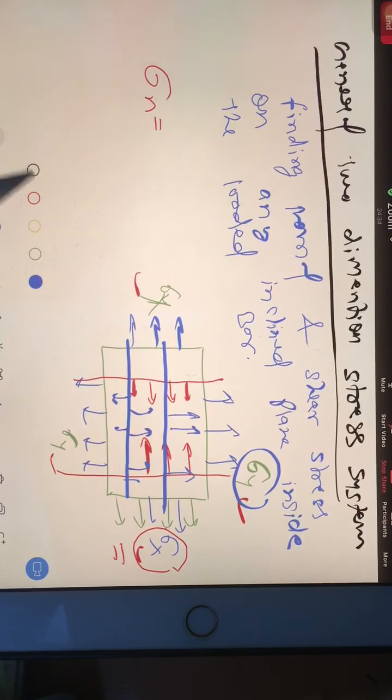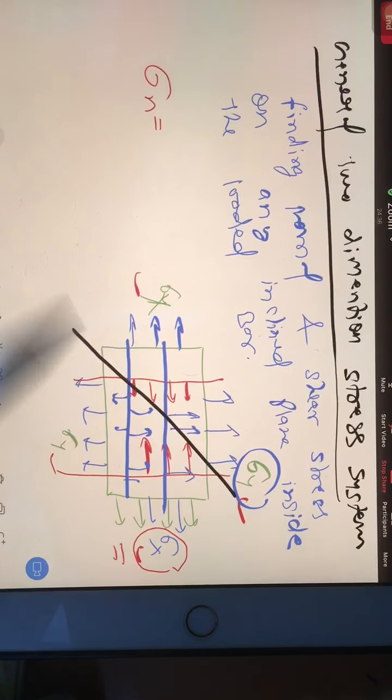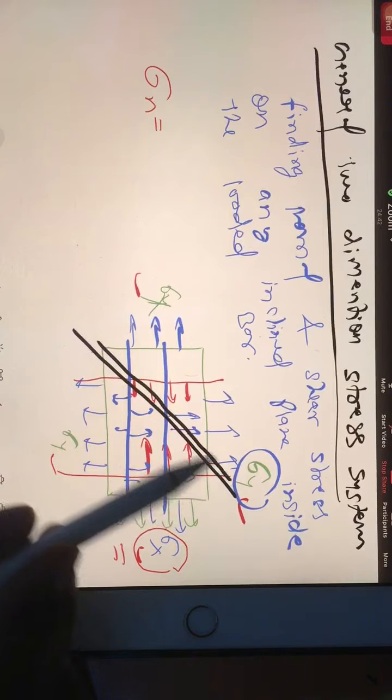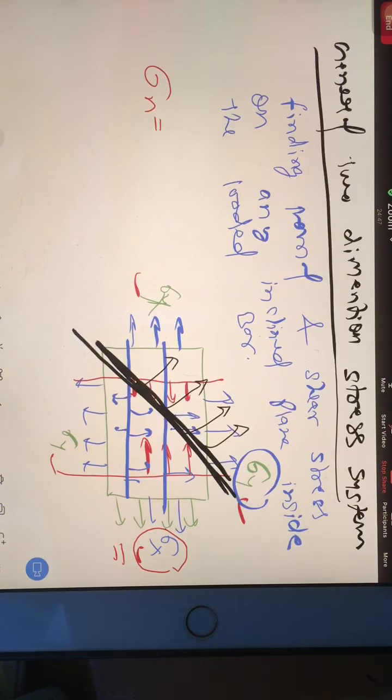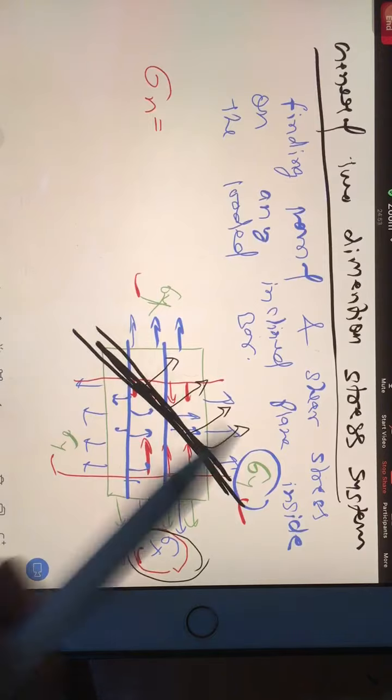But what if you cut the system at any inclination? Then perpendicular to the surface, guys, perpendicular to the surface, there will be one normal stress. Like here sigma x is normal stress, for this plane also you will have a normal stress.